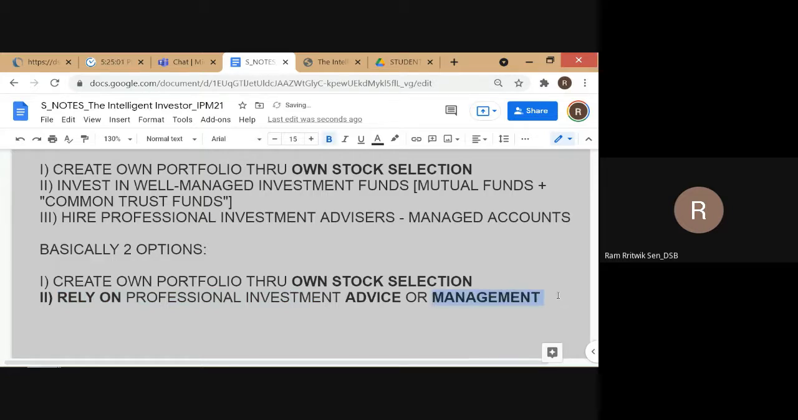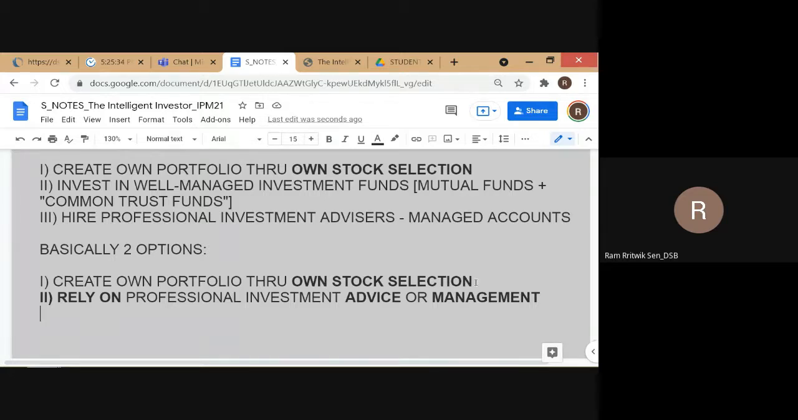Or otherwise, you invest in a mutual fund where you're relying on professional management. You give it to a mutual fund or a common trust fund. Or if you're widening your scope to alternative asset management, you give it to a hedge fund. So in any case, all that is happening is that you're relying on some other professional for his investment advice or his management. Otherwise, in option one, you're managing it all on your own. Maybe you're listening to some experts on TV, but at the end of the day, you're taking your own decision. You're creating your own portfolio through your own stock selection.